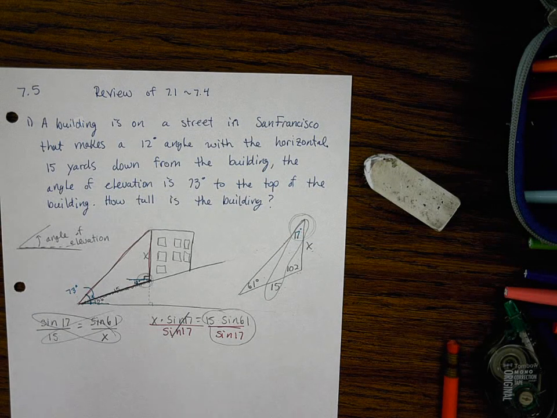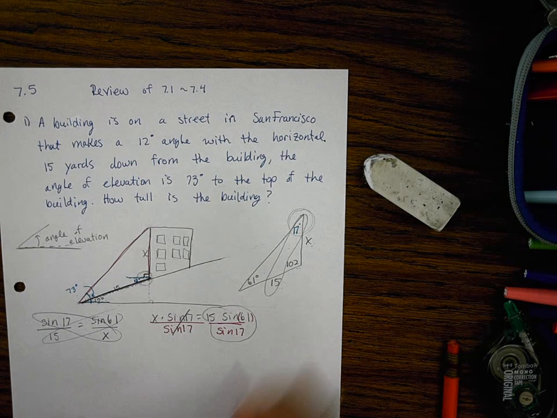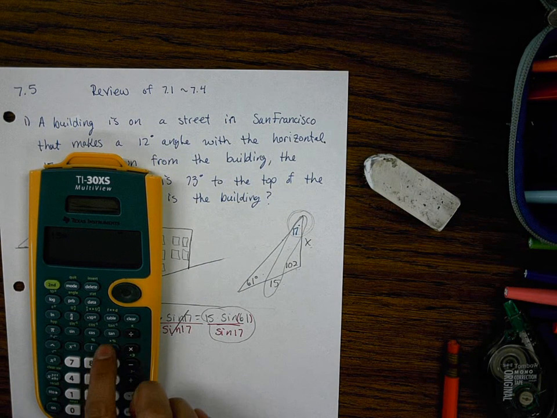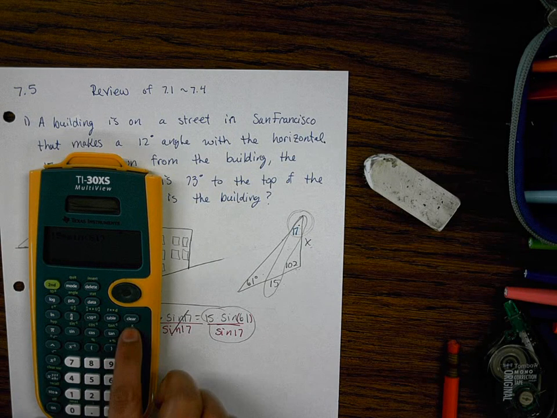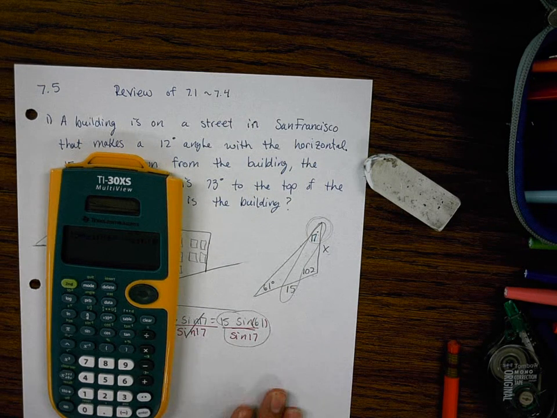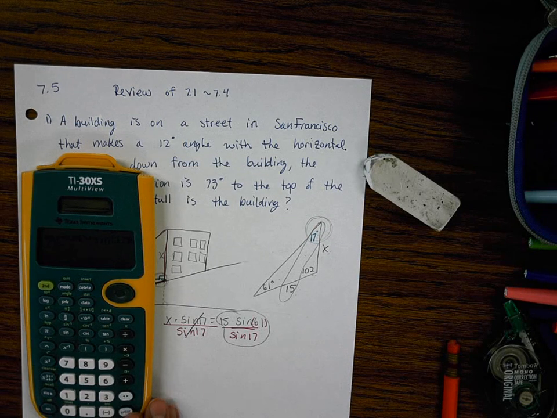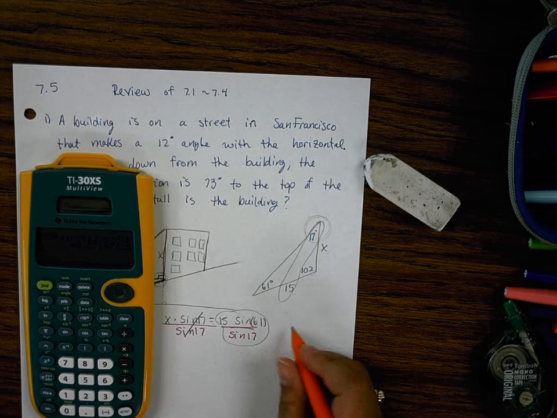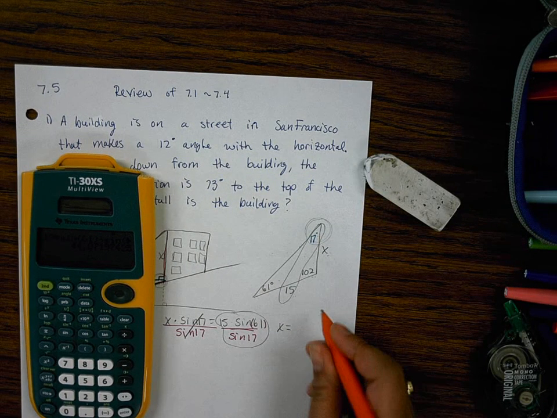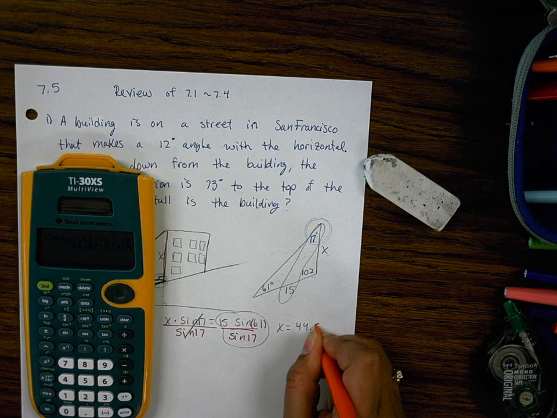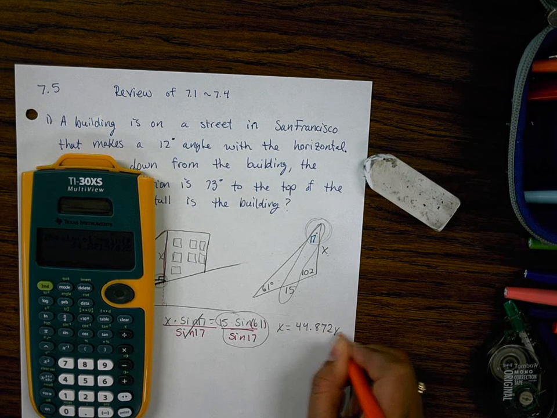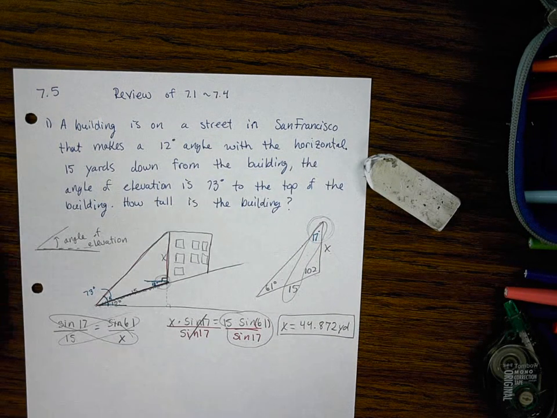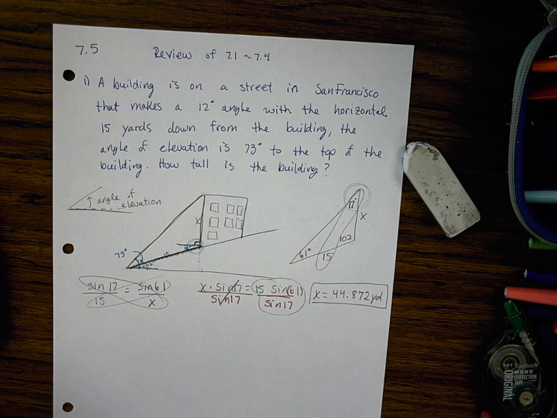All right, this here is what you plug in your calculator. Go ahead and do that now. Don't forget to close your parentheses here before hitting divide. Plug it in now. 15 times sine of 61, close parentheses, divide sine of 17 equals 44.872 when you round. So x equals 44.872 yards. All right.